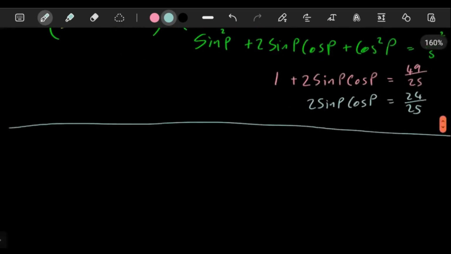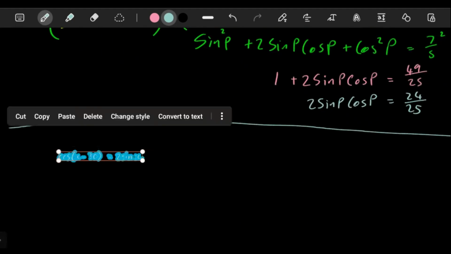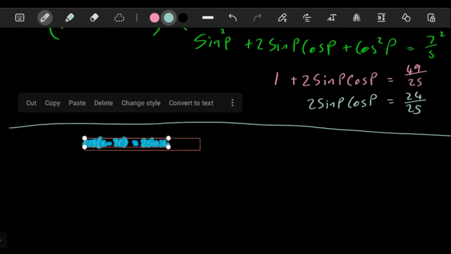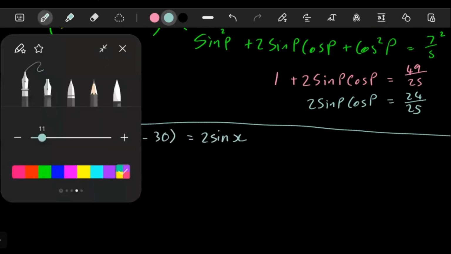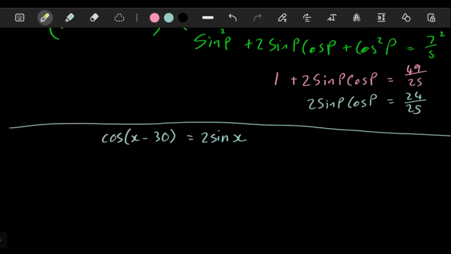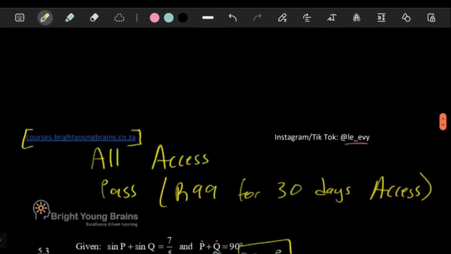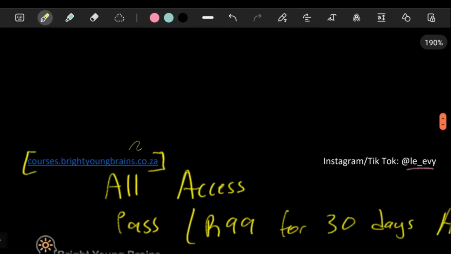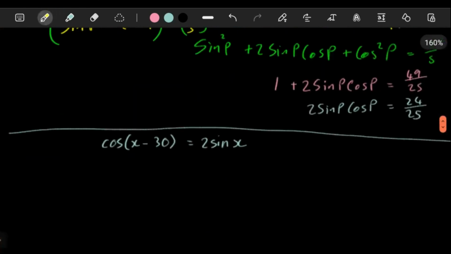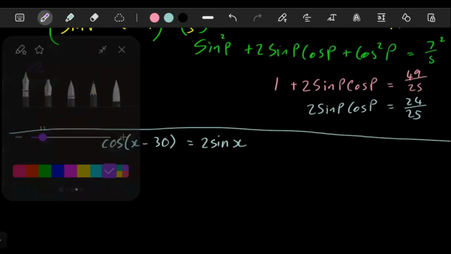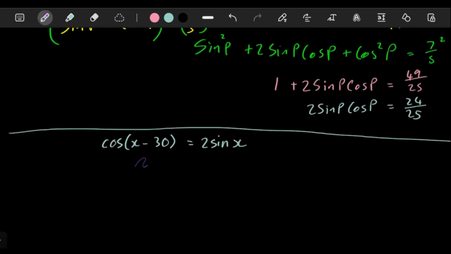If you're going to get the general solution for a situation like this, one thing you will always remember, if you go through the trigonometry course on our website, where the link is in the description, is that if you're going to solve a question like this, you see there's cos here, there's sine there. Always change everything to cos.